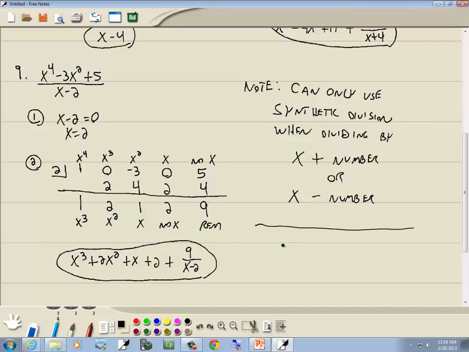If I had something that looked like this, where I was dividing by 2x minus 1, you can't do it. It has to be just a single x plus a number. If I had x squared minus 3 like this, you can't do that. It has to be x to the first power. So it is kind of limiting. You're sitting there thinking, well, that seems like that cuts out quite a bit.